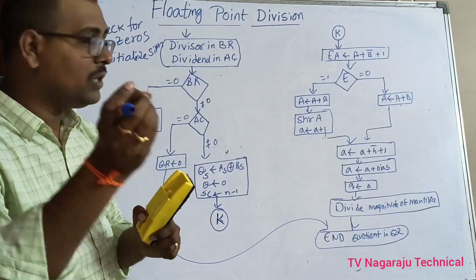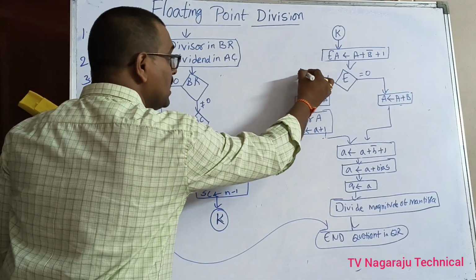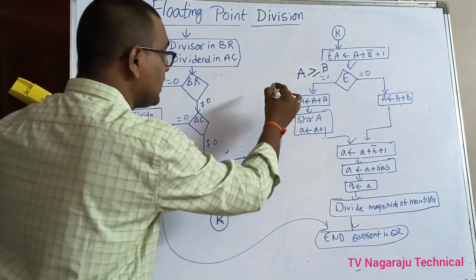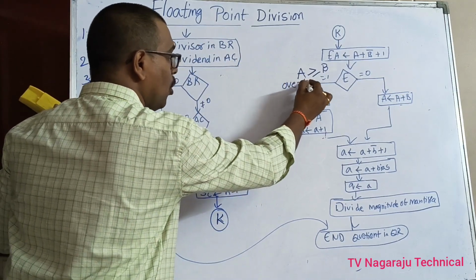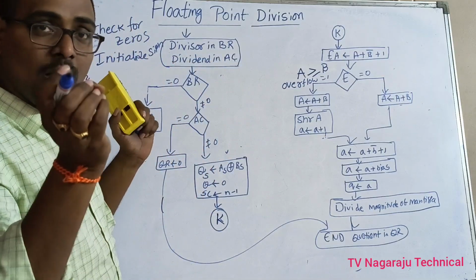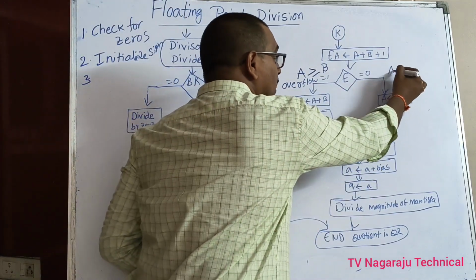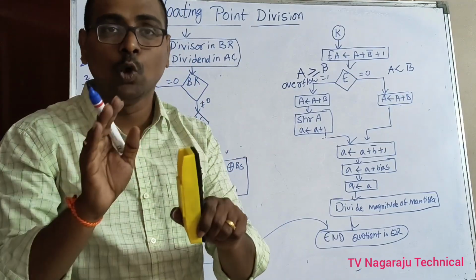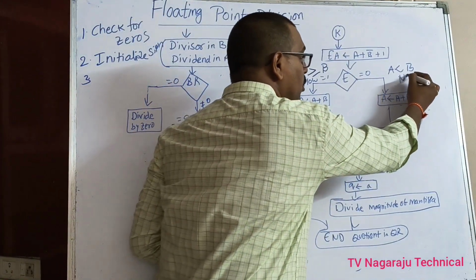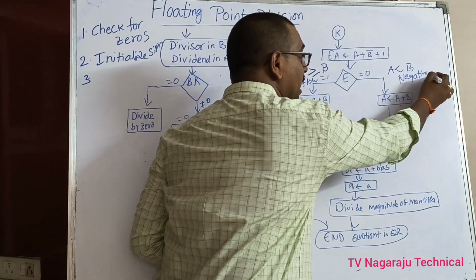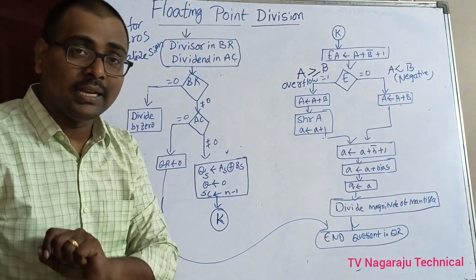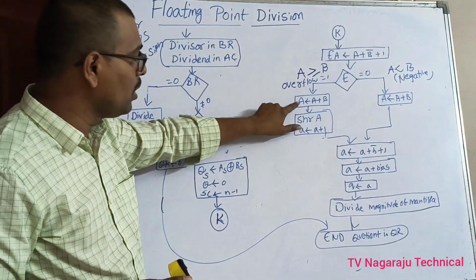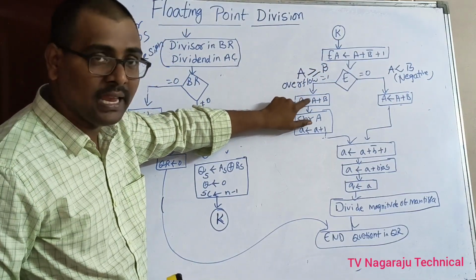If the value of E is equal to 1, that means the dividend is greater than or equal to the divisor, in the sense we have an overflow. Suppose the value of E is equal to 0, that means A is less than B, in the sense there is no overflow. No overflow in the sense the result is a negative result. Suppose it is overflow, what are you doing? We are restoring the A value.